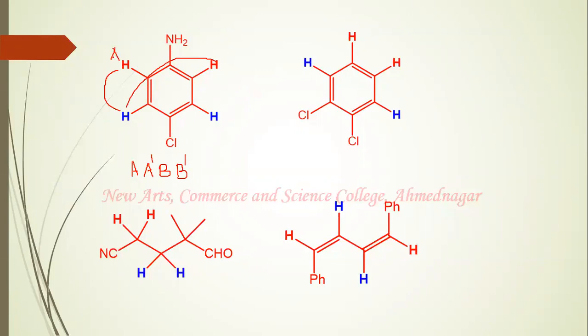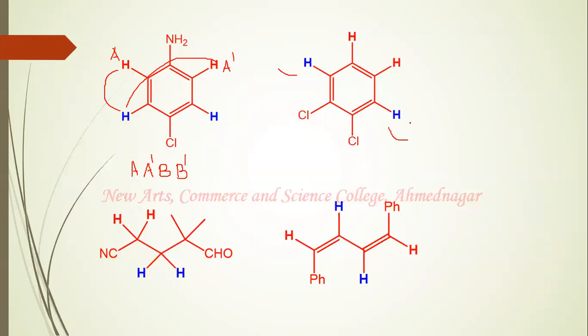That's why even though they are chemically identical, we call them A and A dash protons. Similarly, these two are B and B dash protons. This is one more example of A dash B B dash protons. So look at this. These two protons are chemically identical.